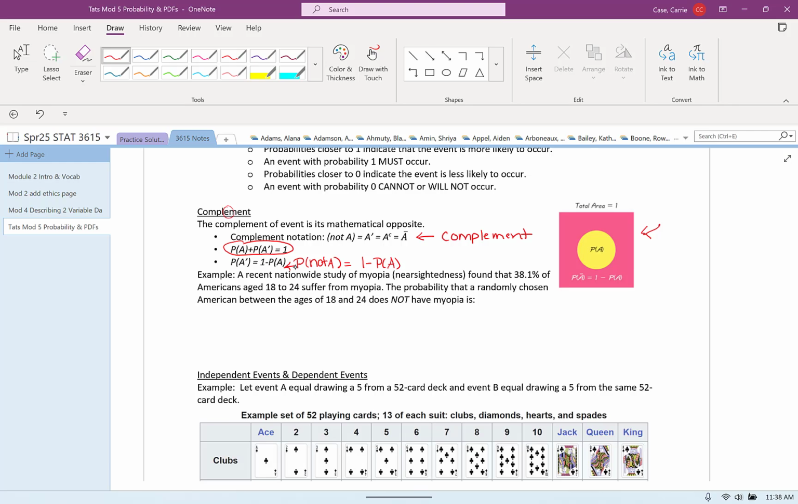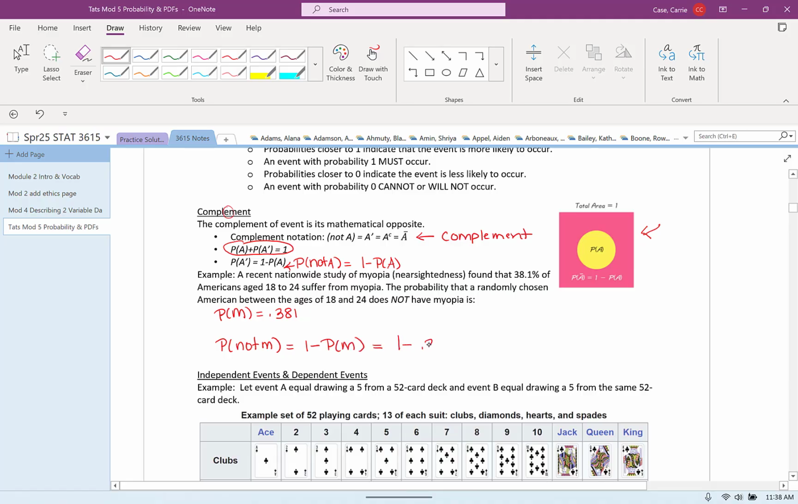A recent nationwide study of myopia, which is nearsightedness, found that 38.1% of Americans aged 18 to 24 suffer from myopia. The probability that a randomly chosen American between the ages of 18 and 24 does not have myopia, well, if the probability of myopia, and I'm going to use M because myopia starts with an M, is equal to 0.381. We typically use decimals or fractions to do this math. So the probability of not M is equal to 1 minus the probability of M. It really is that simple.